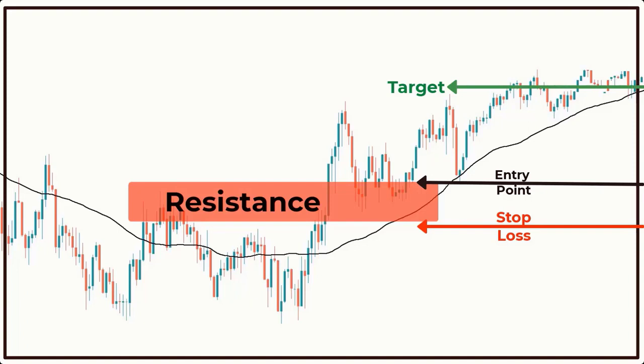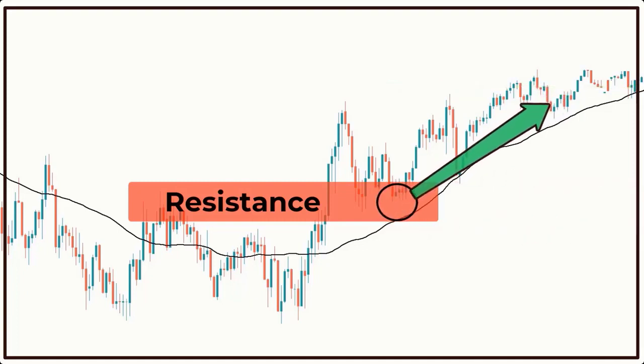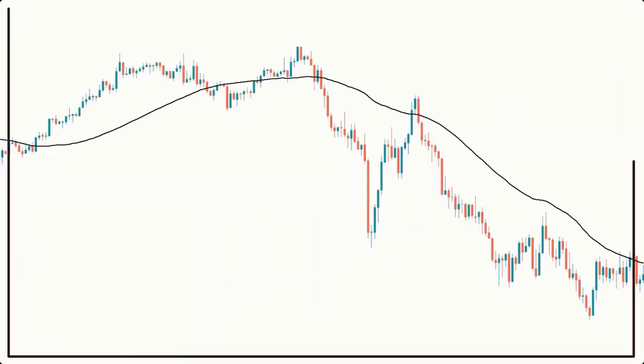And as you can see, the price comes into this area, finds support and makes a strong up move. So we easily achieved our targets. The same thing happens on this chart.